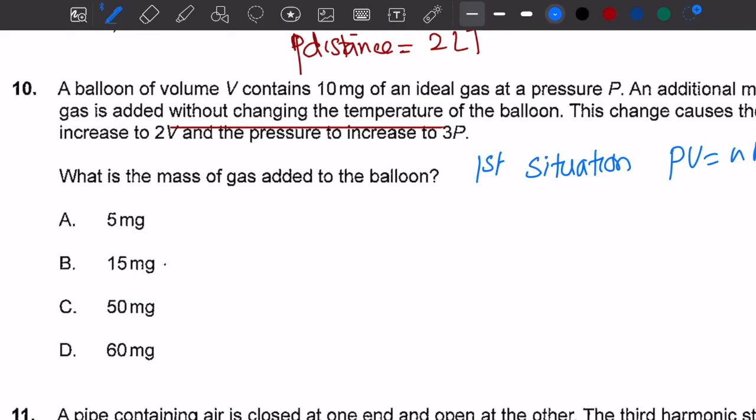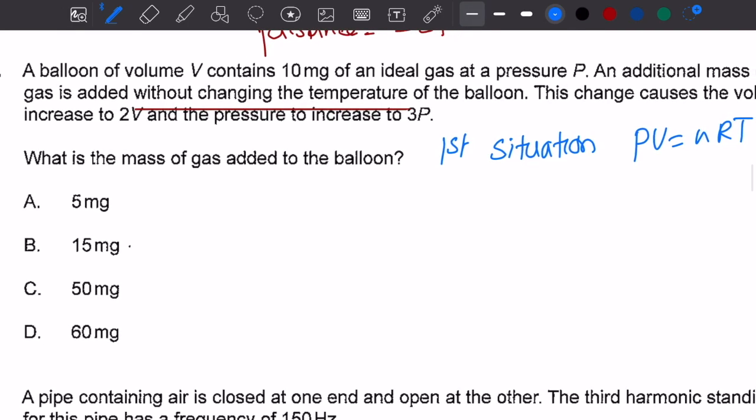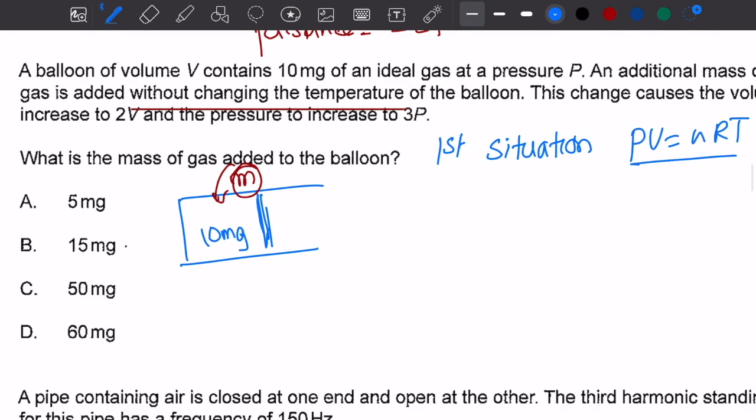So question number 10. A gas container has 10 milligram of mass, and we add, let's say small m, another mass, then the pressure and volume numbers change, right? So first situation, I write PV equals nRT. PV equals 10 over molecular mass times R times temperature. This is the first situation.